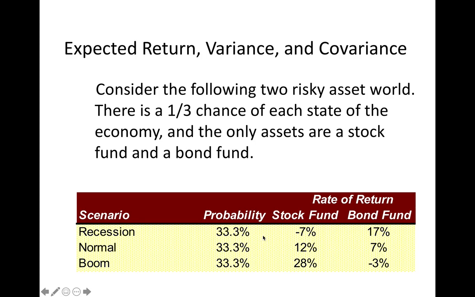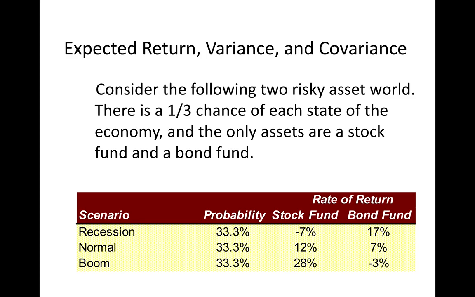Should the recession happen, the stock fund will return -%, but the bond fund will return 17%. Should the economy be normal, which is a 33.3% chance, the stock fund will give us 12%, and the bond fund gives us 7%. And should the economy boom, the stock fund will give us 28%, but the bond fund will return -3%.